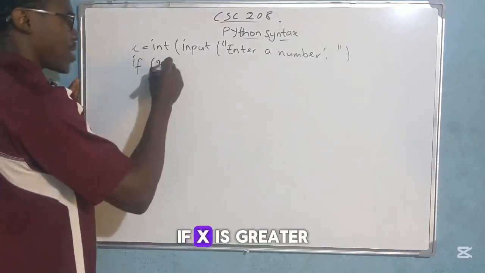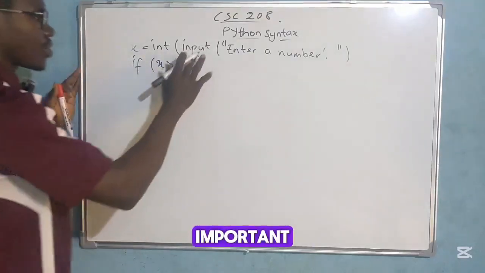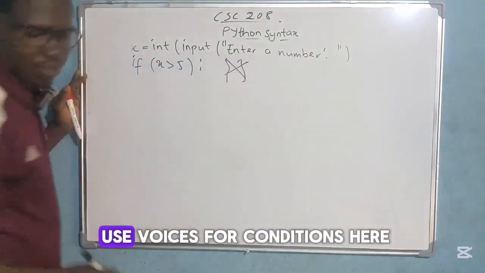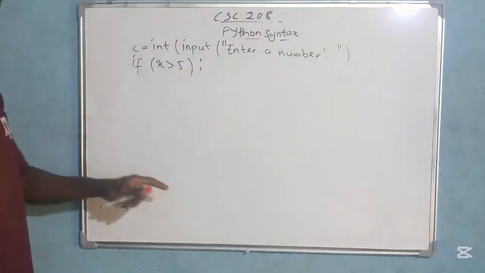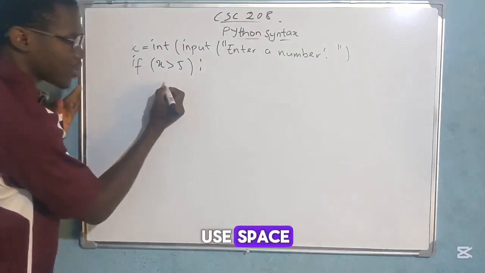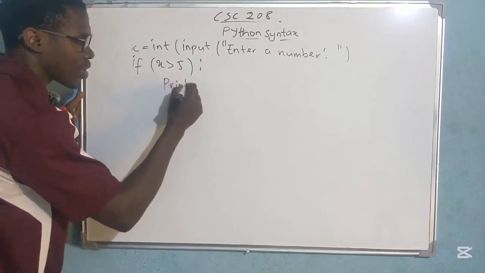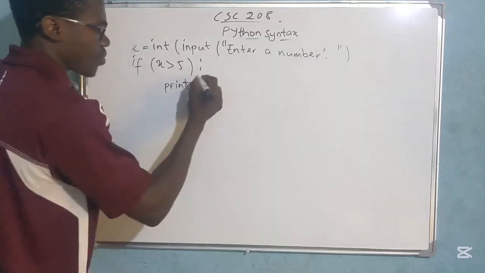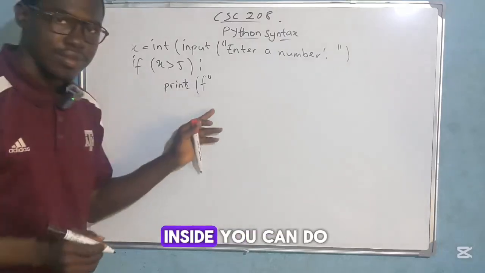If x is greater than 5. Important. Now we don't use braces for conditions here. You don't use braces. What you do is indentation. You leave space. You come here. You write under it. If x is greater than 5, print f.